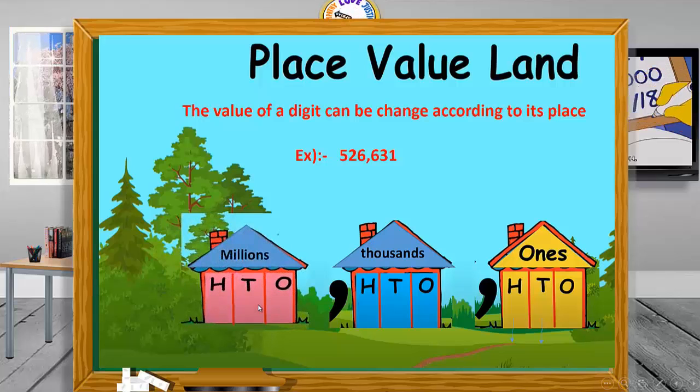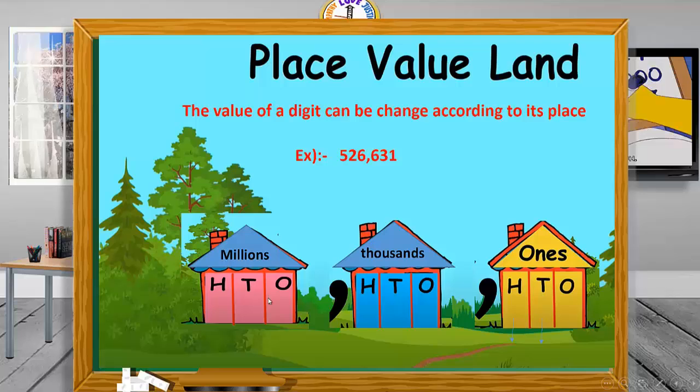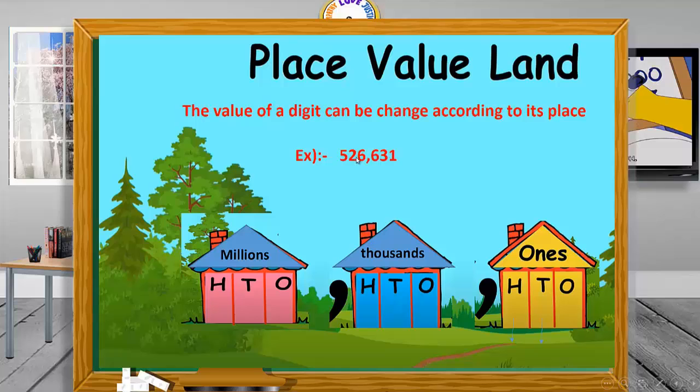The third house is named millions, and it consists of 3 rooms too, like the first and second: ones, tens, hundreds. Look here at this example. We have a numeral, or a number. How many digits does this number consist of? You can count with me: 1, 2, 3, 4, 5, 6. We have 6 digits here.